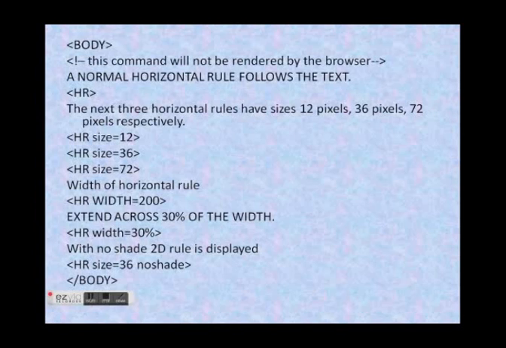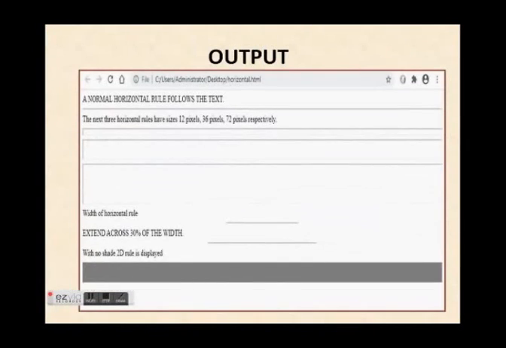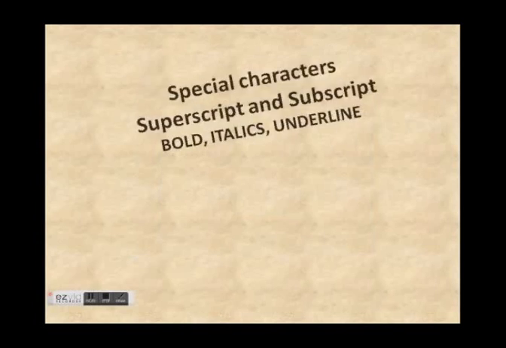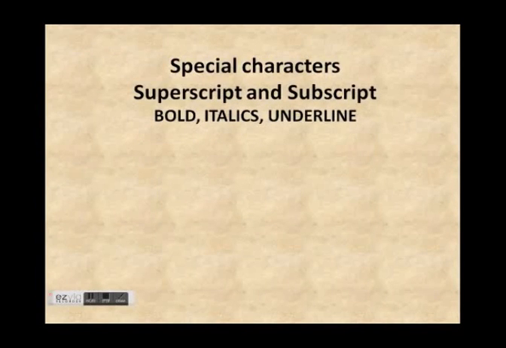HR width equals 200. It can display the width of the horizontal rule. HR width equals 30%. Width extends across 30%. HR size equals 36, noshade. Using the noshade attribute, we can have a solid line. On the top we have used a comment.